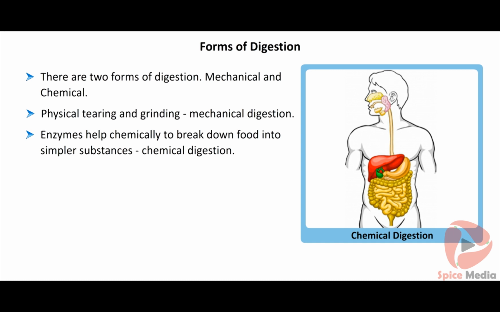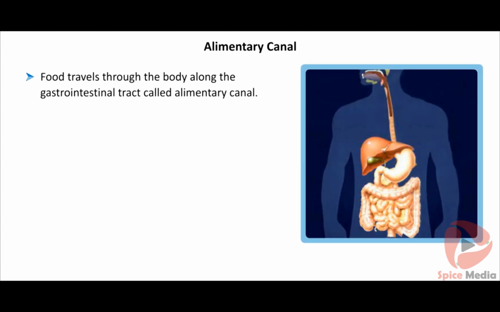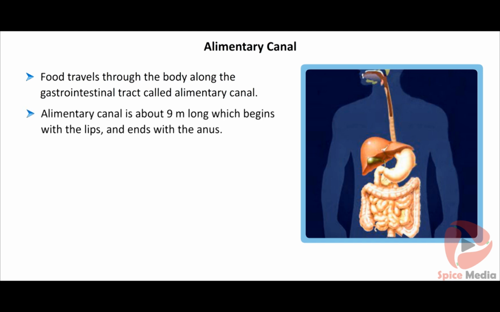There are two forms of digestion. They are mechanical digestion and chemical digestion. Physical tearing and grinding refers to mechanical digestion. In chemical digestion, enzymes help to chemically break down food into simpler substances.